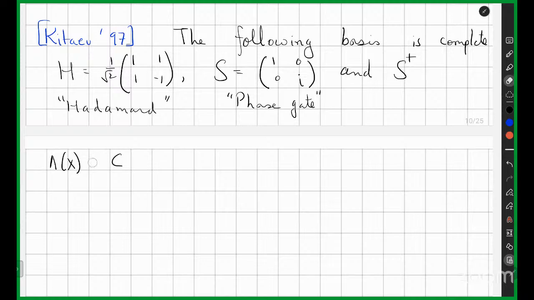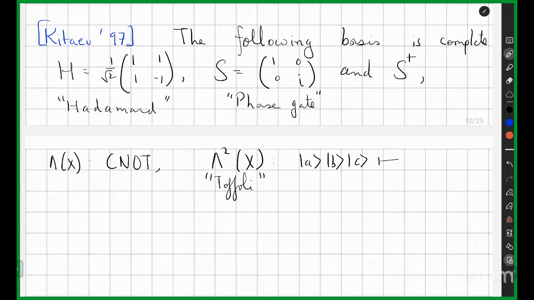This we have already seen. So it has to contain all of this. And the only gate that we have not seen so far is the so-called Toffoli gate. It's like a reversible version of AND. What it does is that on A, B, C, it maps it to A, B, C XOR A and B.